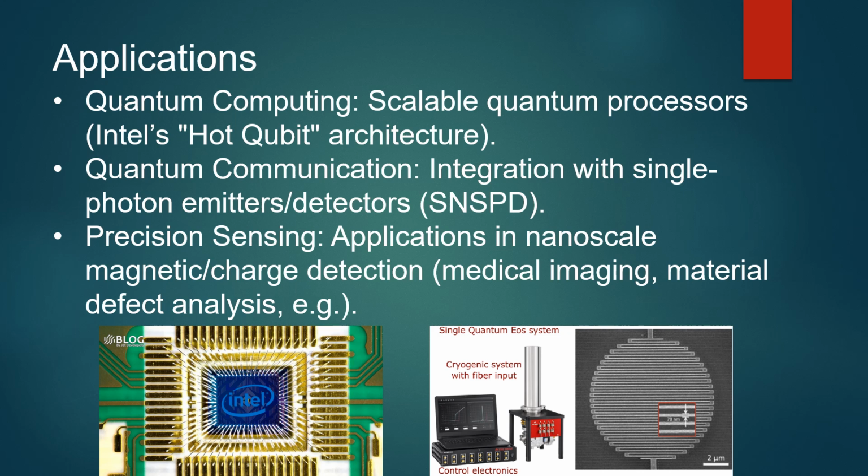It can also be used for quantum communication. For example, it can be integrated with a single photon emitter or detector, and one example is the superconducting nanowire single photon detector, which is the picture on the bottom right. Lastly, it can also be used for precision sensing, like applications in nanoscale magnetic or charge detection, like medical imaging and material defect analysis.